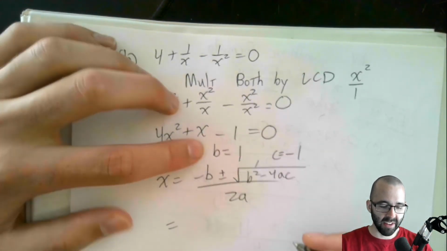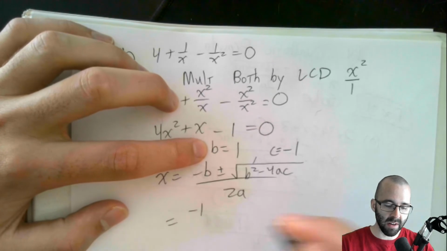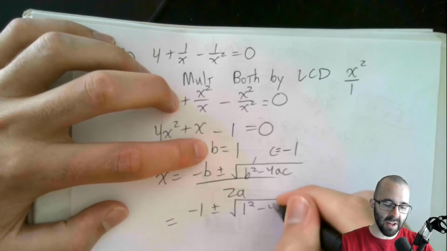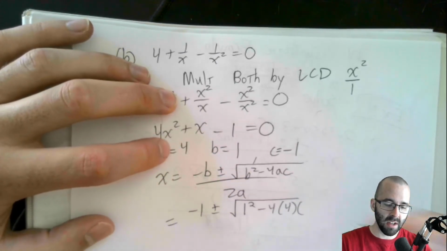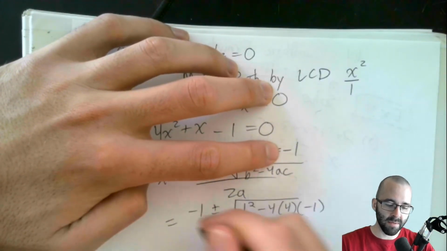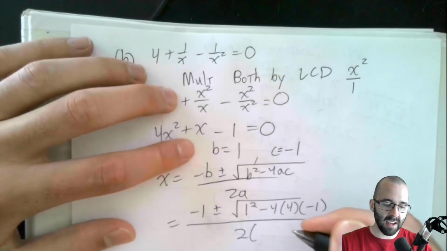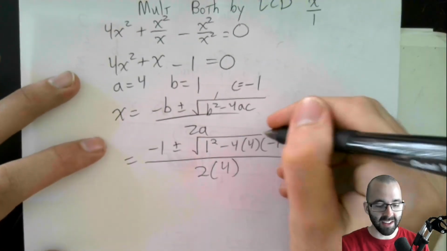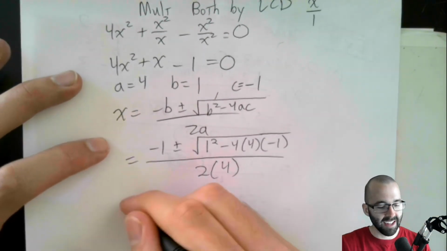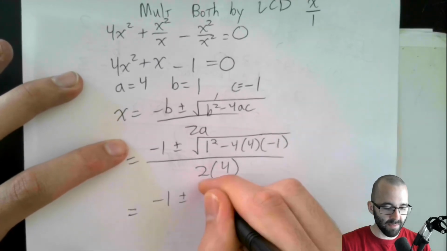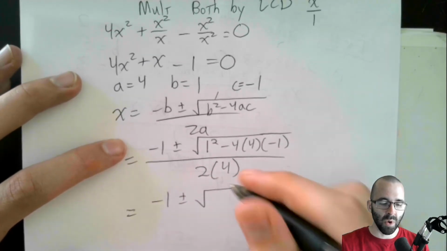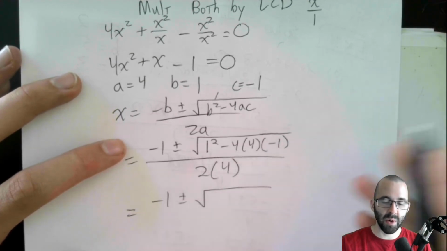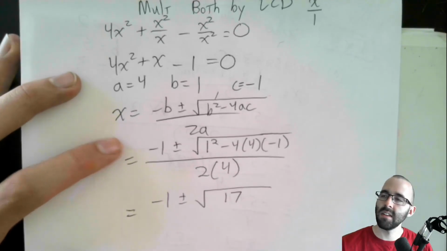And now we just replace everything. Negative b is negative 1, plus or minus the square root of b squared, that's 1 squared, minus 4 times a, which is 4, times c, which is negative 1, all divided by 2 times a, which is 4. And now simplify, and hope I don't make the simplification error that I did last time. And we get negative 1 plus or minus, type the inside into a calculator, 1 squared minus negative 16. It's 1 squared plus 16, which is 17.